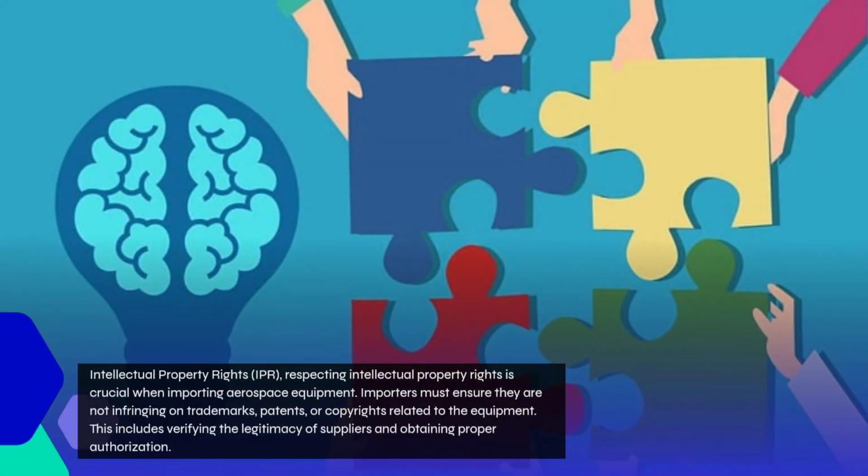Intellectual property rights, IPR. Respecting intellectual property rights is crucial when importing aerospace equipment. Importers must ensure they are not infringing on trademarks, patents, or copyrights related to the equipment. This includes verifying the legitimacy of suppliers and obtaining proper authorization.